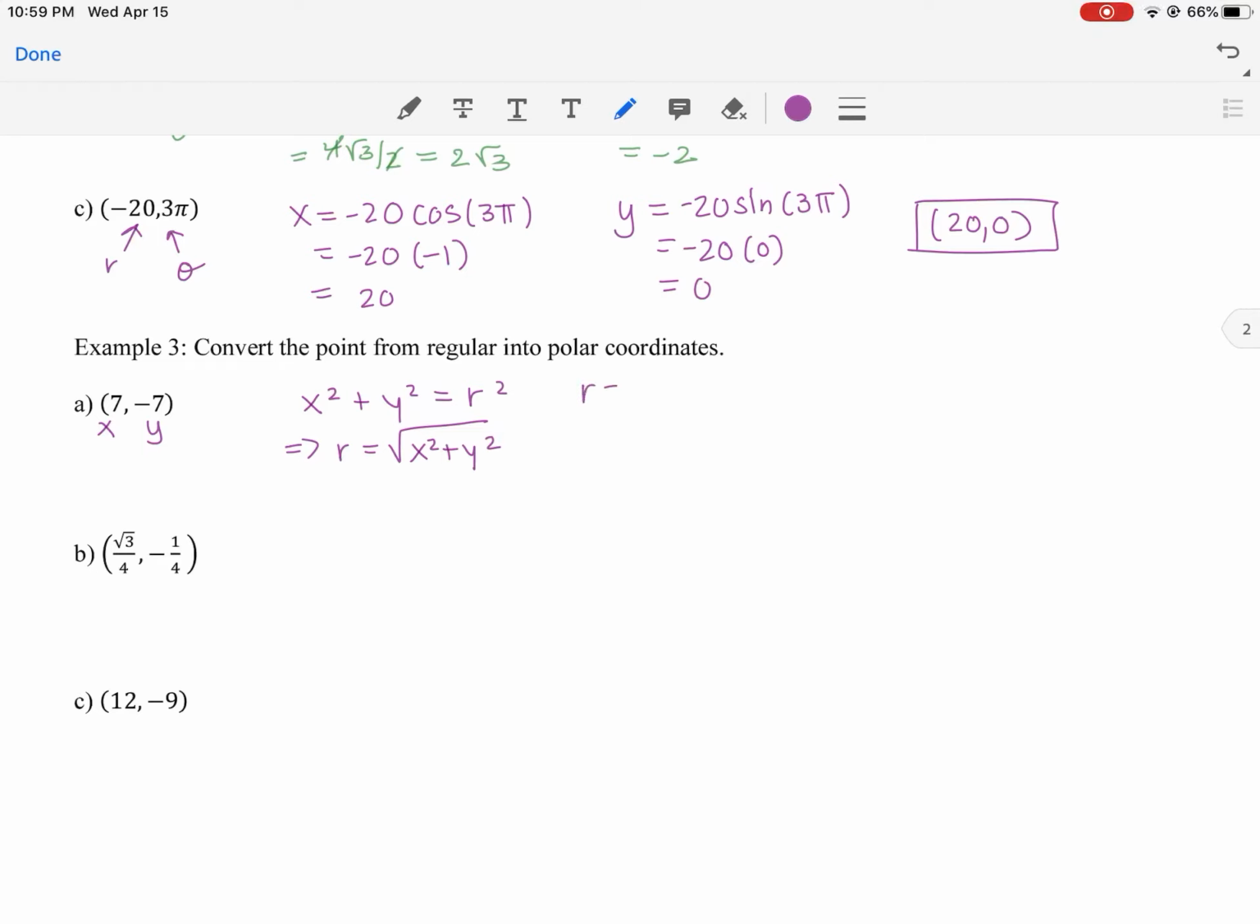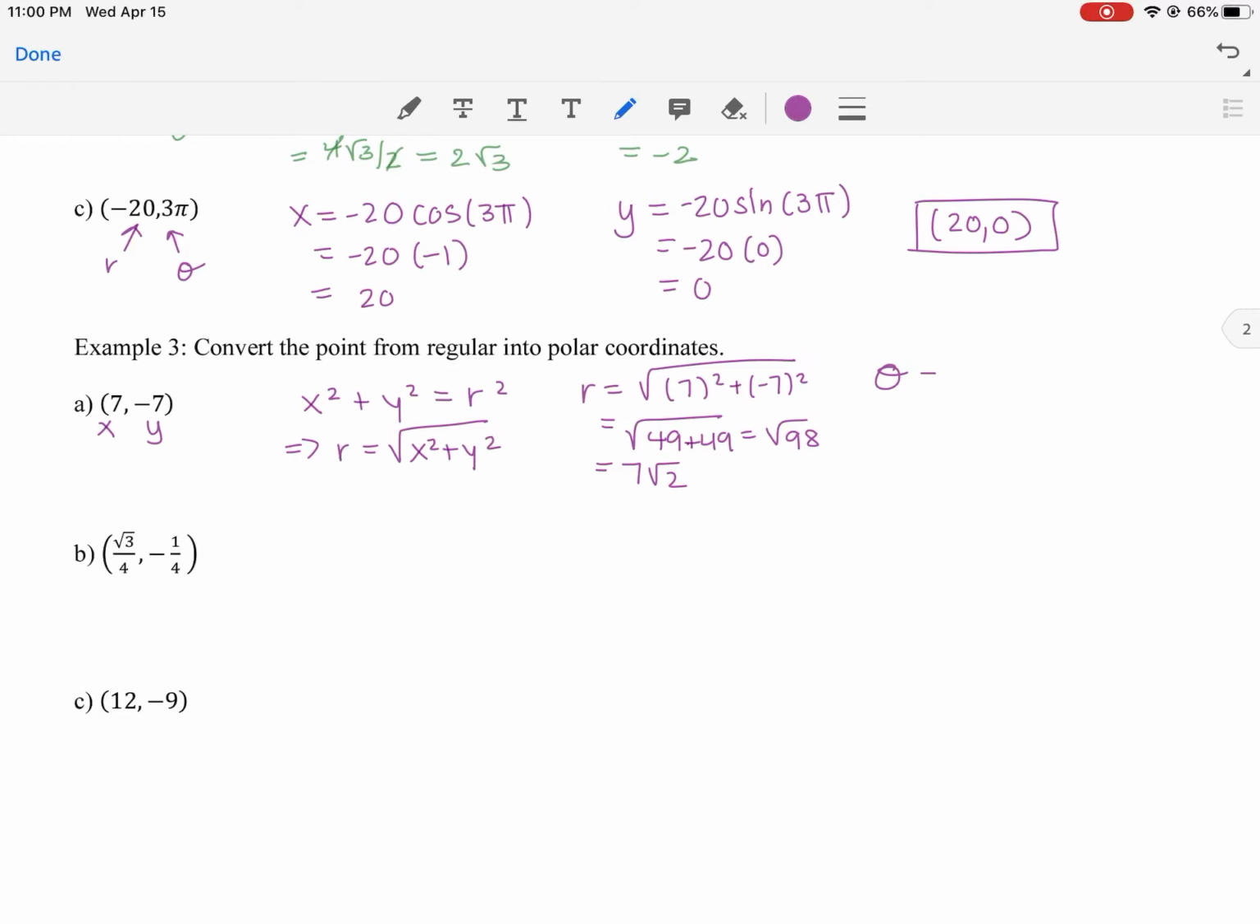So here we're going to have r equals the square root of 7 squared plus negative 7 squared. So we get square root of 49 plus 49. I think I'll write it that way, it may help out. So square root of 98. If you wanted to simplify that, you could break that down into 49 times 2. 49 breaks down to 7 and 7, so you can pull a 7 out and you'd be left with the square root of 2 inside. Although they often say you do not have to simplify things, so if you want to leave it as square root of 98, that'd be fine too.